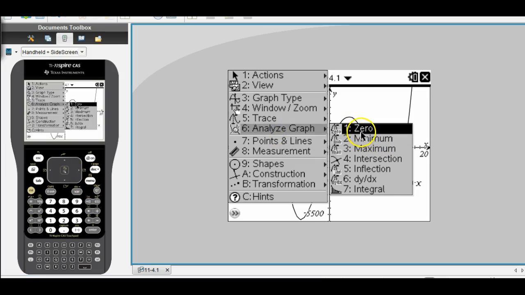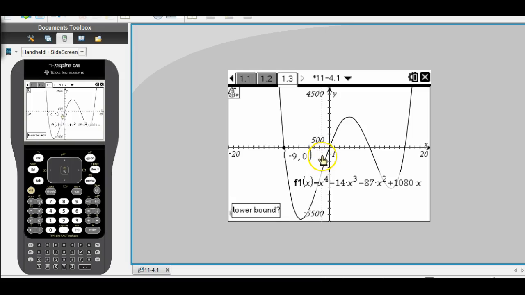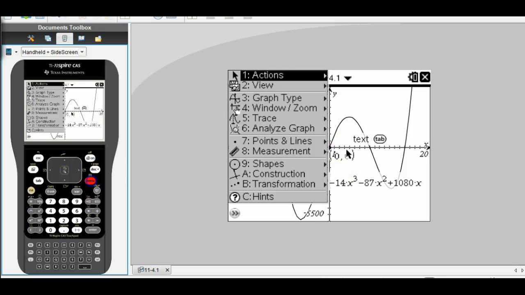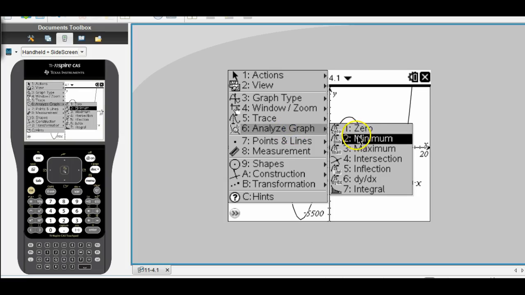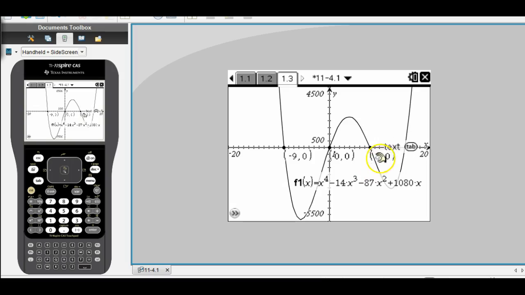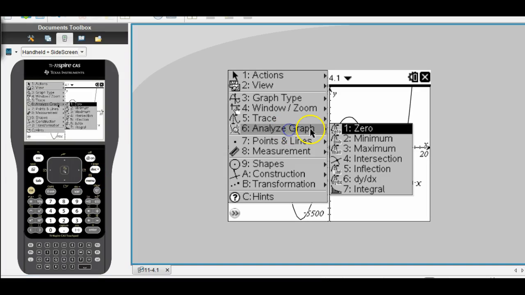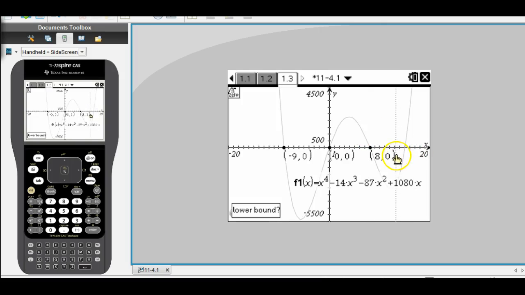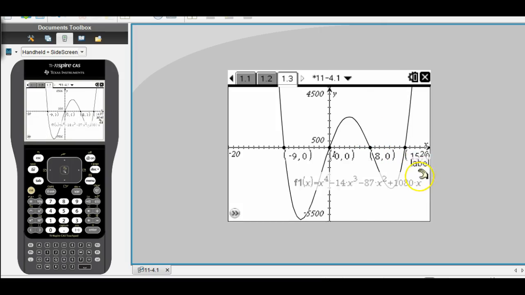Since we have more to go, we're going to do that process again. Menu, Analyze Graph, 0. This time I go a little bit to the left of the 0 and a little bit to the right of it, and you can tell that it's clearly at the origin. Let's do it again. Menu, Analyze Graph, 0. Now I'm going to go to the left and to the right of this 0, which was indeed at 8. Do it one final time. Menu, Analyze Graph, 0. Go to the left of the coordinate and then to the right of it, and it tells me it's at 15.